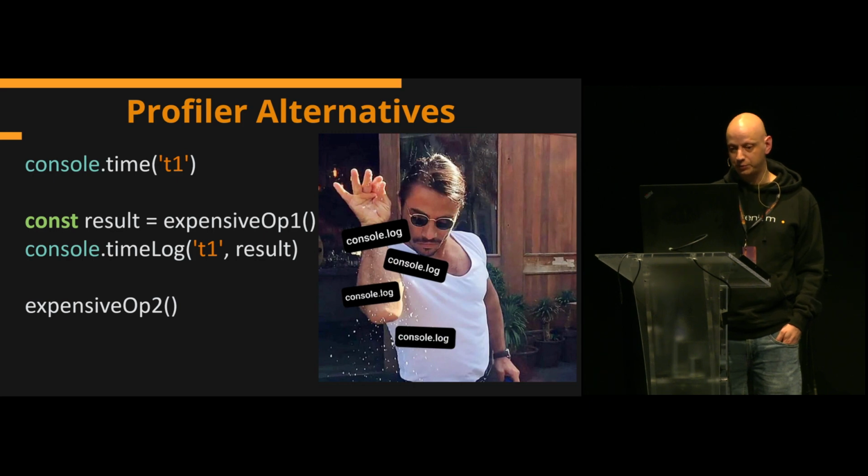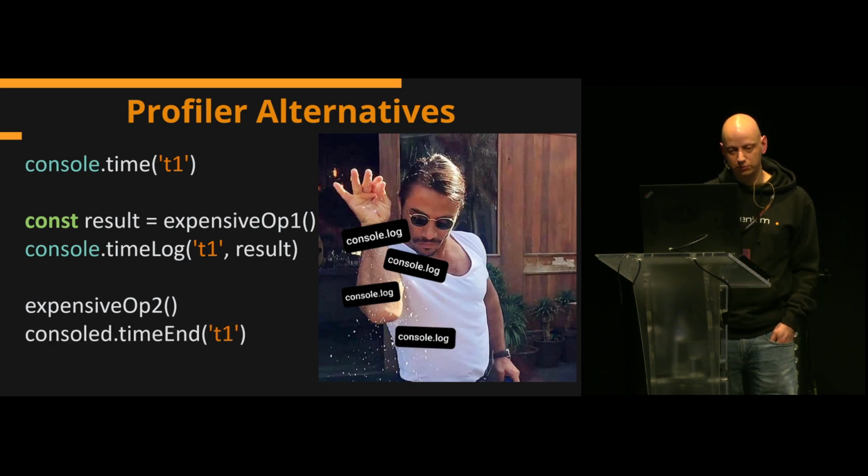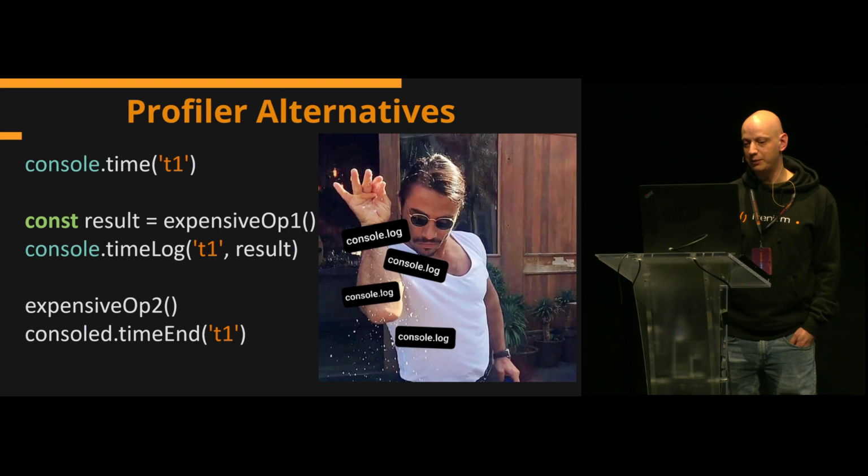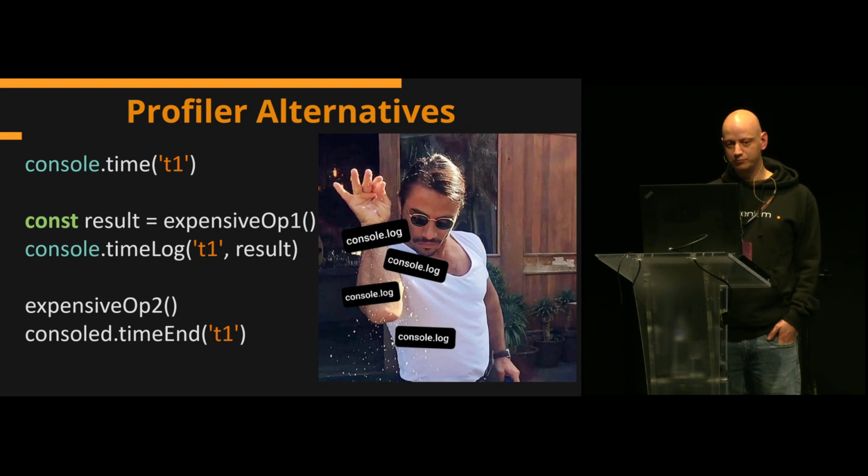Then we do another expensive operation, and we have a console. I'm seeing a typo there, time end. This is more for low-level profiling. Typically, the profiler, typically you won't be needing this. It's really for micro-optimizations. The profiler typically gives you it to use straight.